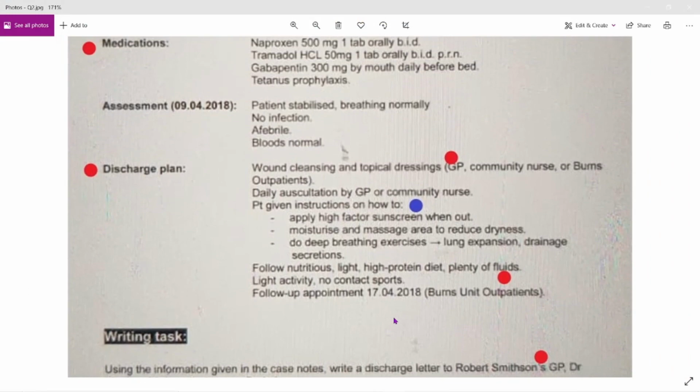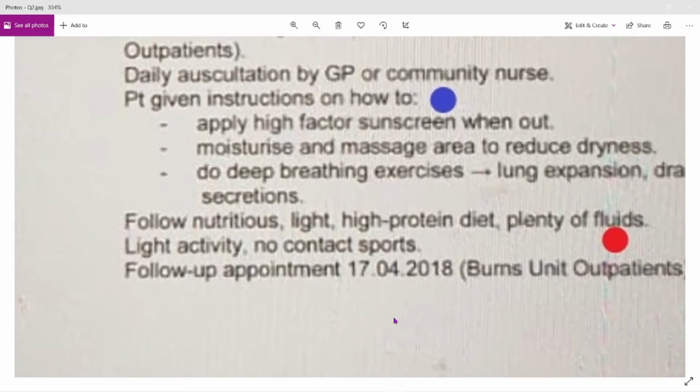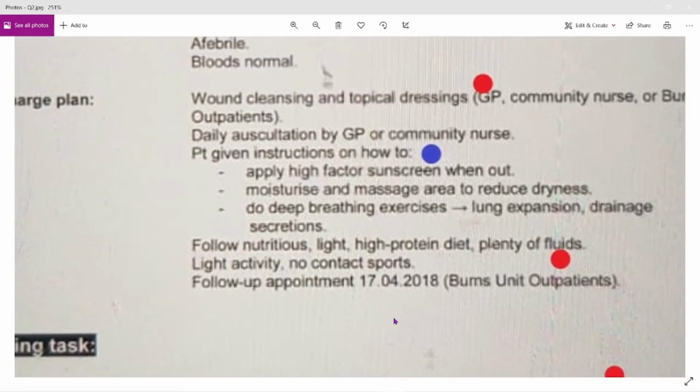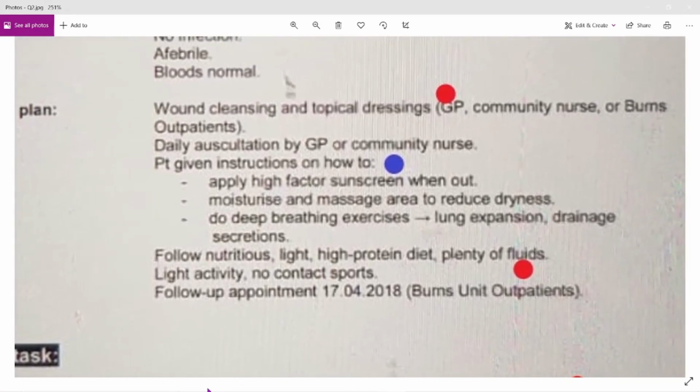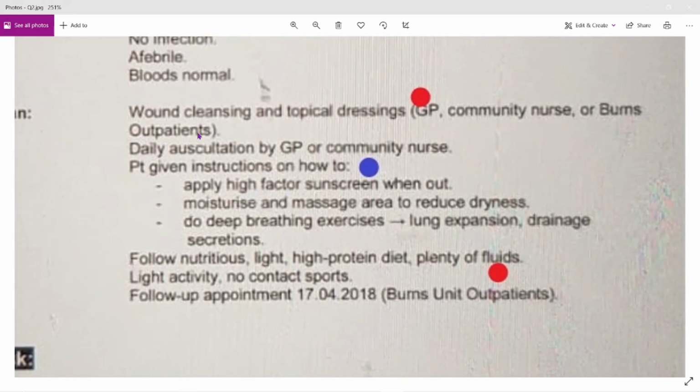So you can start reading from here, the discharge plan, just like the usual letter if you want. Otherwise you can read in any order, no problem with that. So it's mentioned in the discharge plan: wound cleansing, topical dressing. They have mentioned several names here in the bracket. It could be GP, community nurse, or Burns outpatient. So this is something unique: GP, community nurse, Burns outpatient. So three names have been given.